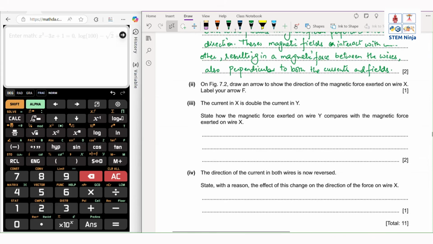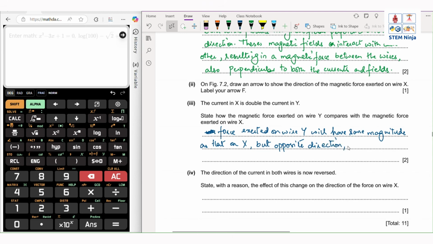So we just have to state that the force exerted on wire Y will have the same magnitude as that on X, but opposite direction, meaning towards X.